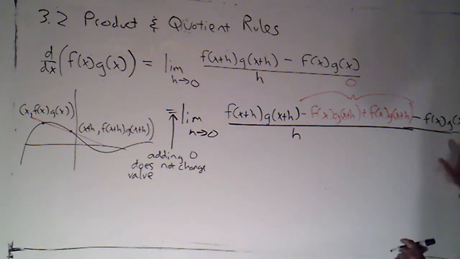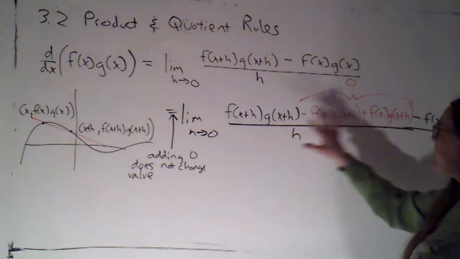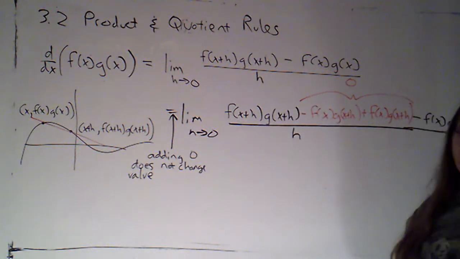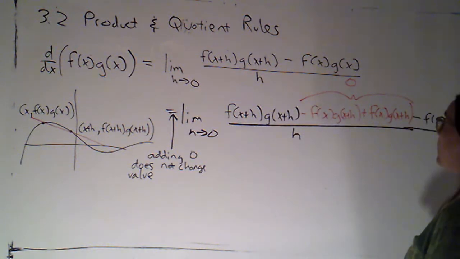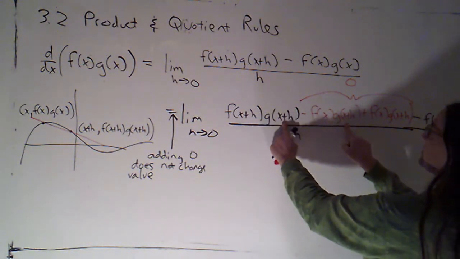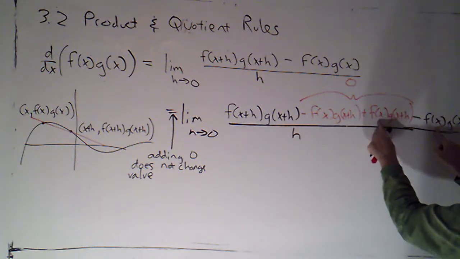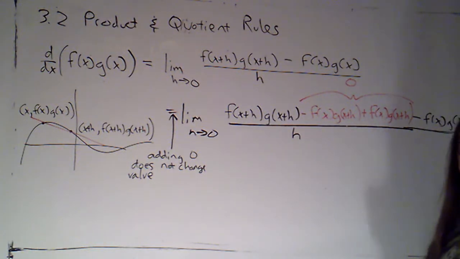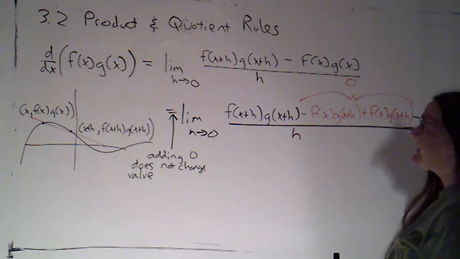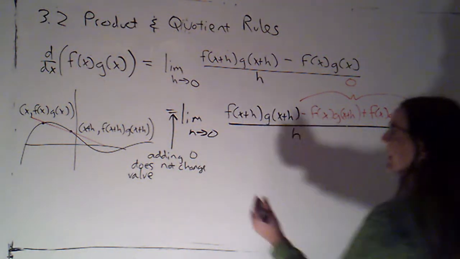And I can notice the terms don't all have a common factor. There's nothing in common among all 4 of them. However, the first 2 terms do have a common factor of g of x plus h, and the second 2 terms have a common factor of f of x. So I'm going to factor out that common factor from each of those pairs.